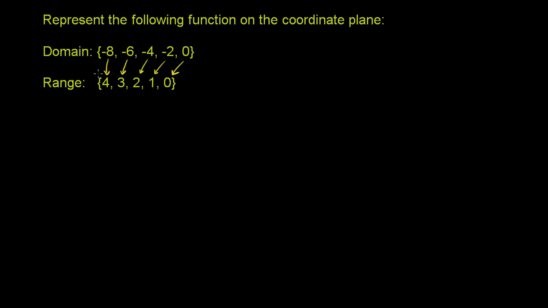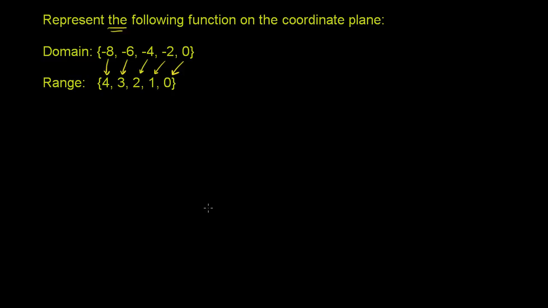Because you could have another function with this exact same domain and this exact same range where the mapping is different, where -8 maps to 3 and -6 maps to 4. So this domain and this range could be for many different functions. But when they say represent the following function, I'm assuming they want us to assume that the pairing is in order. So let's just graph this function, or represent it using their terminology.